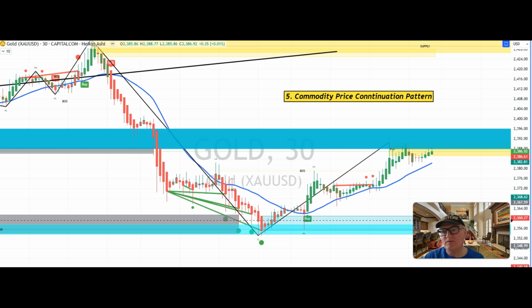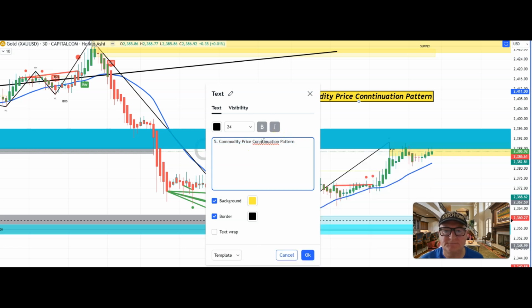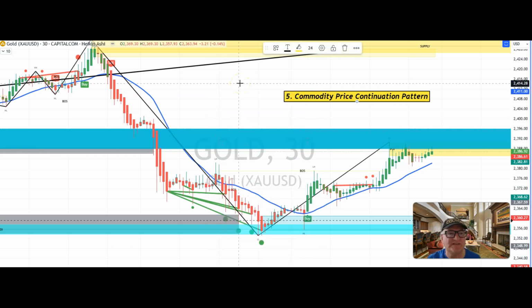Final technique, number 5, commodity price continuation pattern. Excuse my spelling there. And so this is commodities only. And the reason why it's commodities only is because commodities move big. And unlike Forex, you might have to wait 2 or 3 days to bank 100 pips.